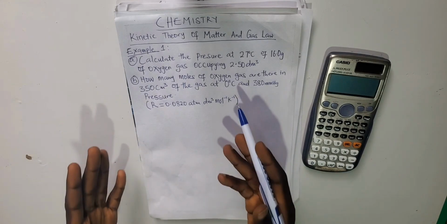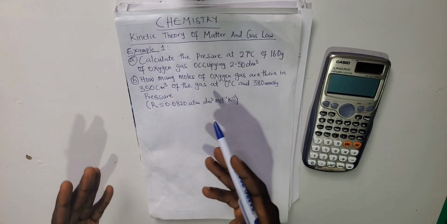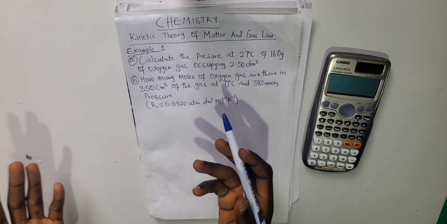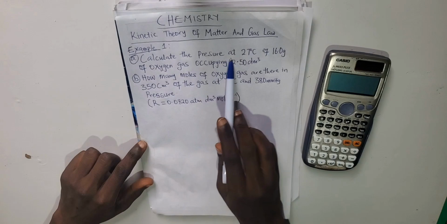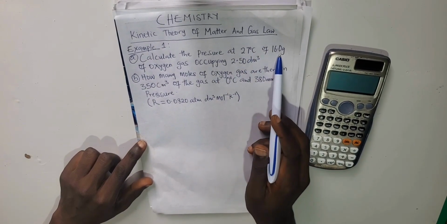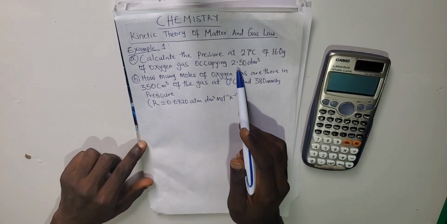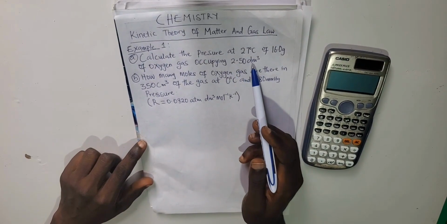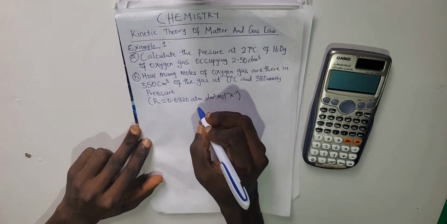Of course, you know that these kinds of questions here before us are majorly from gas law. Then let's look at these questions and solve them. Question number 1 says, calculate the pressure at 27 degrees Celsius of 16.0 gram of oxygen gas occupying 2.50 dm cube. Okay, now let's write our solution to these questions.